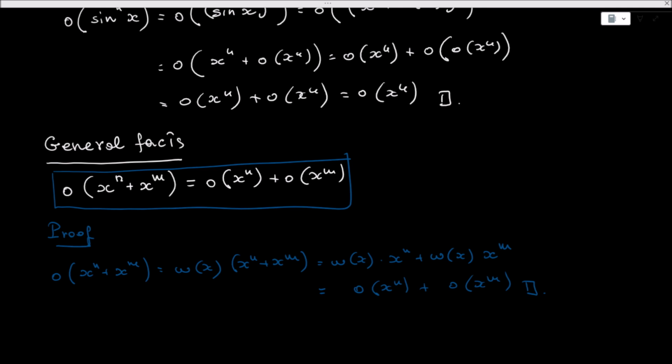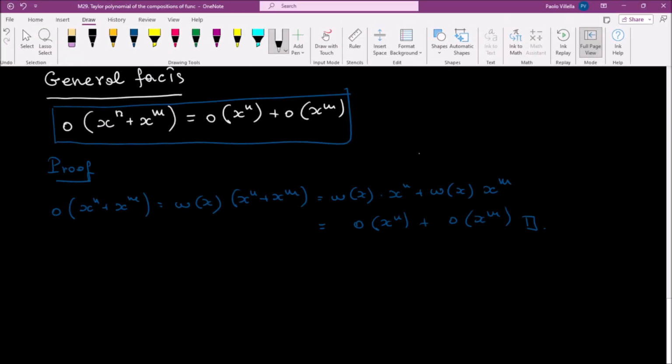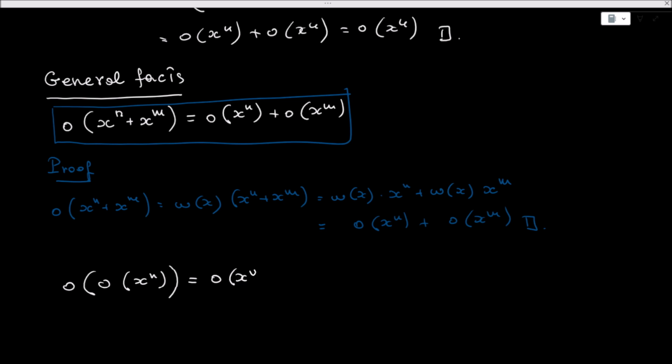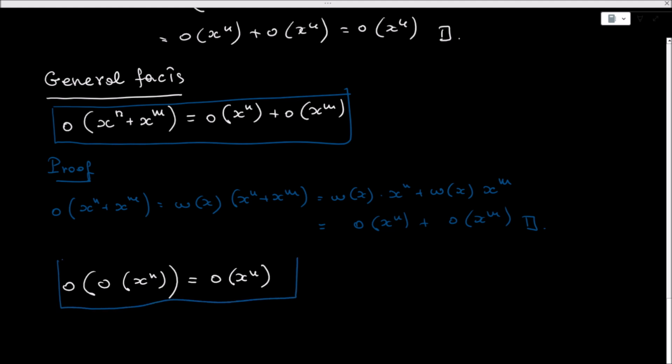There is another fact that we have used, and the other fact is that if we have little o of x to the n, well, this is little o of x to the n. And let me prove this fact. Proof.